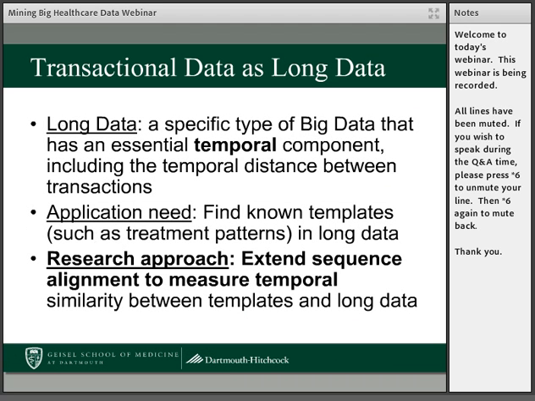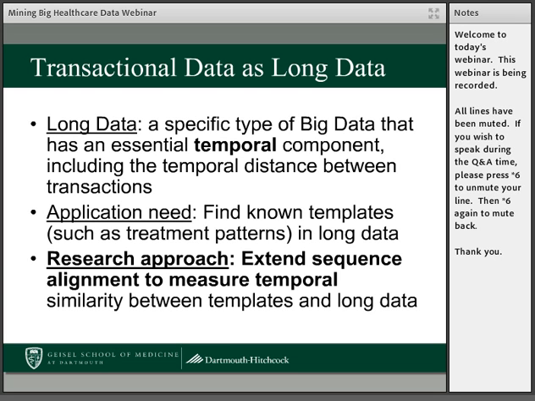So just to summarize, we know that this longitudinal data is a type of big data. A lot of the issues that we have with big data analysis is that they don't really consider the temporal component within the data, and in particular, we're interested in the distance between the transactions. So how long does it take, for example, for a patient who's been diagnosed to get the first treatment, or are there delays in the treatment? And so we want to incorporate that.